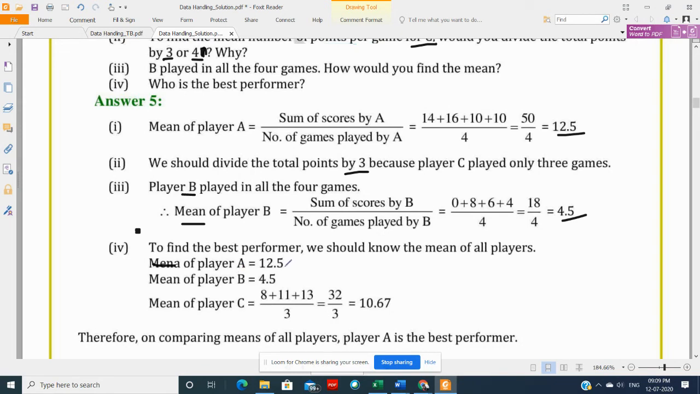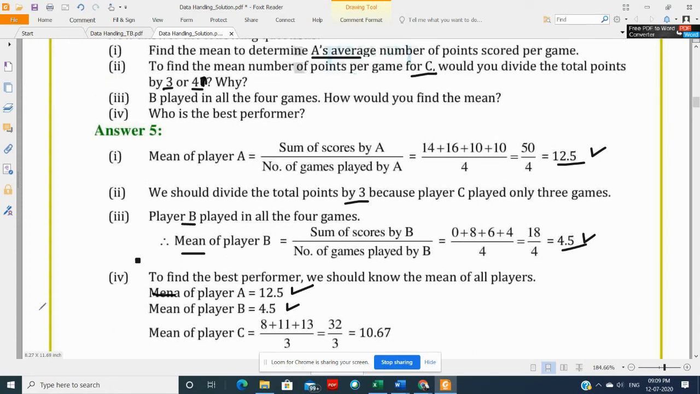Mean of player A is 12.5, which we have found out this. Okay, so this is 12.5. Player B 4.5. This is also we have just found out here. Player C. This we haven't found out here, so we'll find it out here. So let's find out 8 plus 11 plus 13 divided by 3.